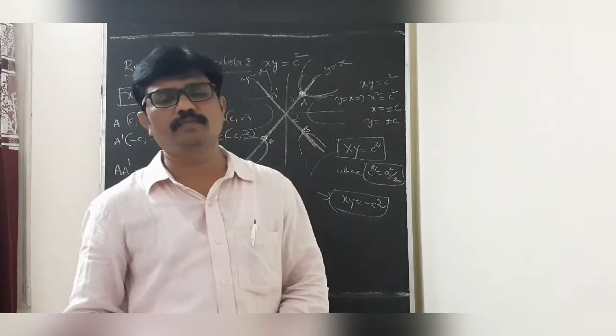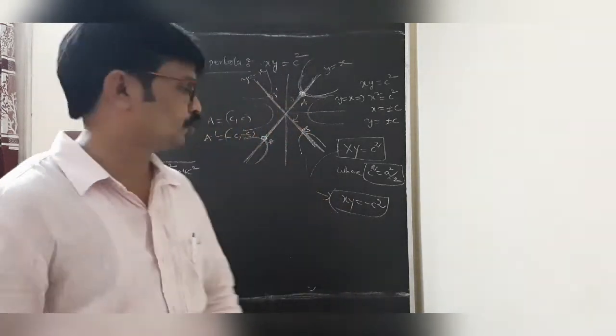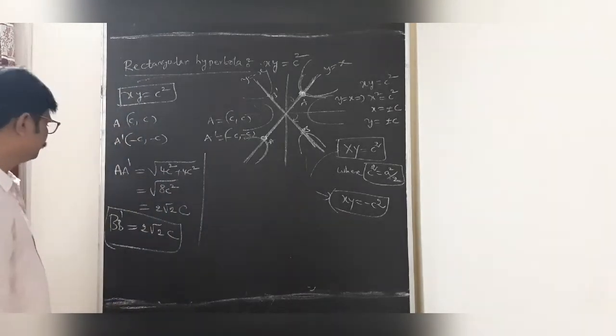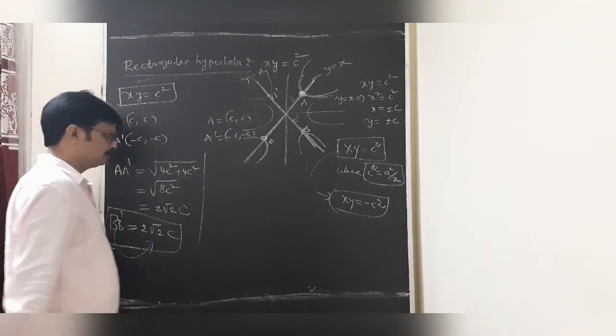The eccentricity of the rectangular hyperbola is always root 2, since it is root of a square plus b square by a square, that is 2a square by a square, therefore root 2. So we can write AA dash is 2 root 2 c, BB dash is 2 root 2 c.